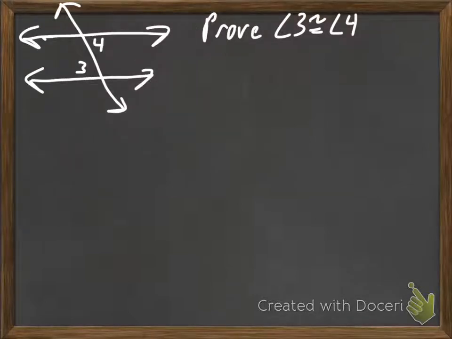So here I have an example I want you to try. I want you to prove that angle 3 is congruent to angle 4. Use the same ideas as before. And I know I didn't indicate it, so let's call this C and let's call this D for the lines. So sorry about that. So go ahead, pause the video, prove it.